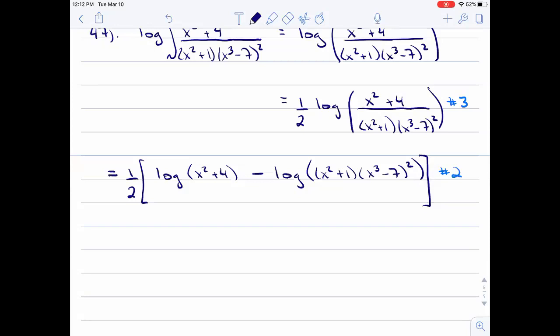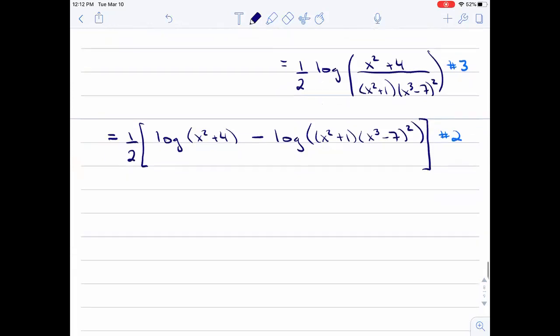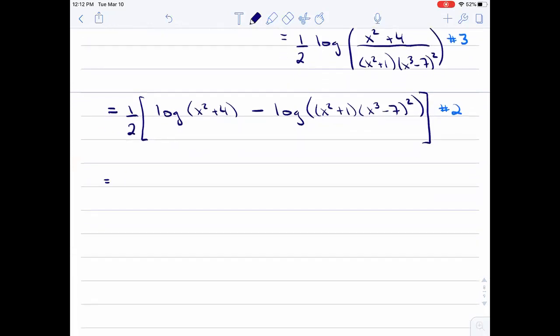But if we move on to the next log, I can still break up that next multiplication, x squared plus 1 times x to the 3 minus 7 squared. So I can still break that up. This thing's going to get huge. 1/2 is on the outside. I can't do anything with log x squared plus 4.